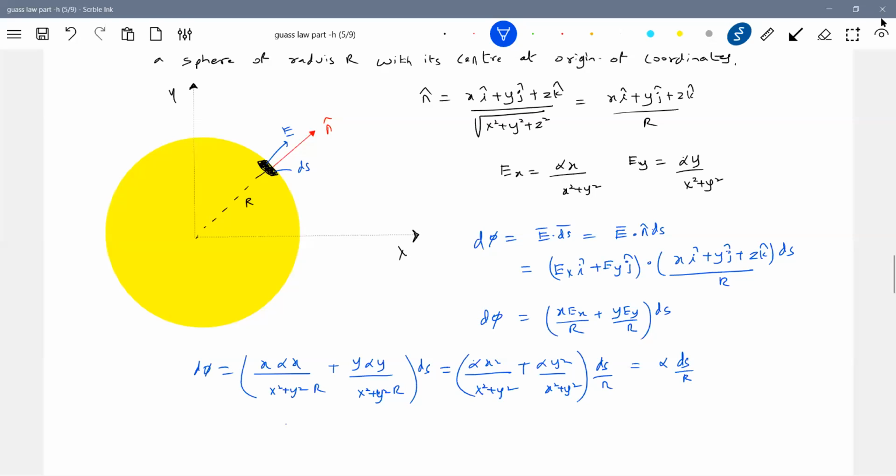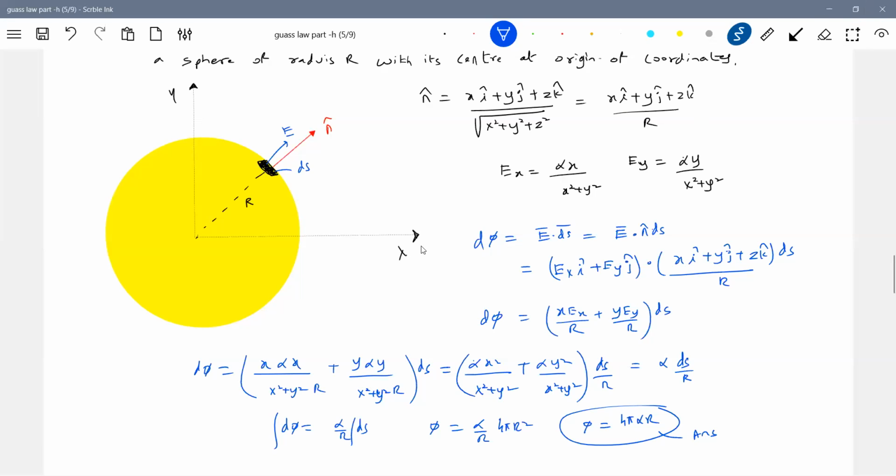Let me integrate this. d phi equals alpha by R into ds, so this becomes alpha by R times the integral of ds, which is 4 pi R squared. So this becomes 4 pi alpha R. This is the answer.